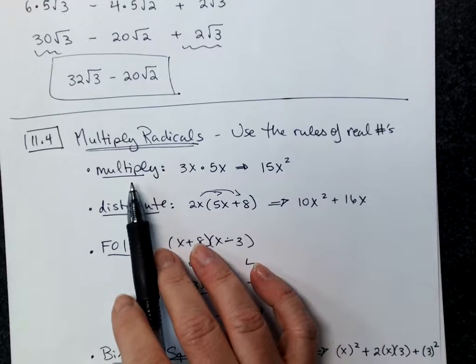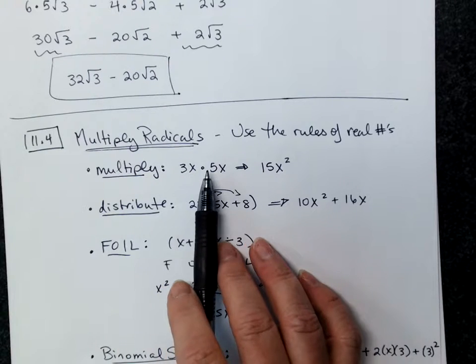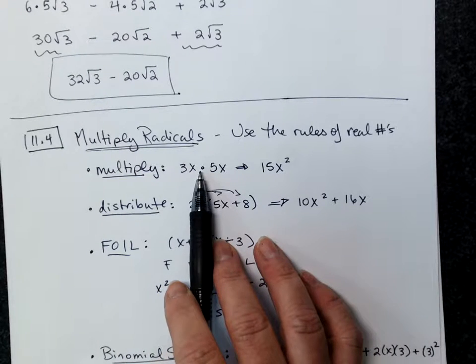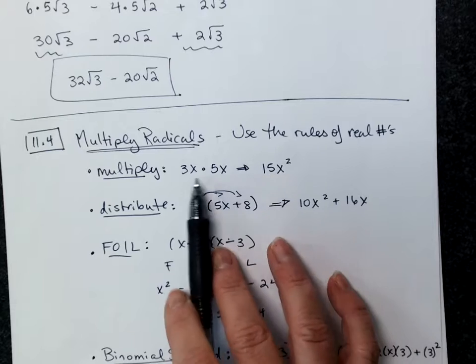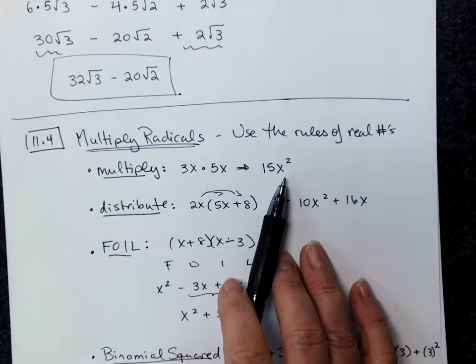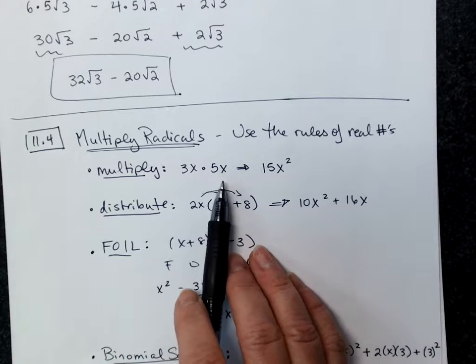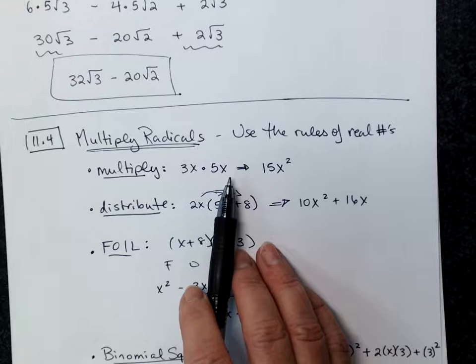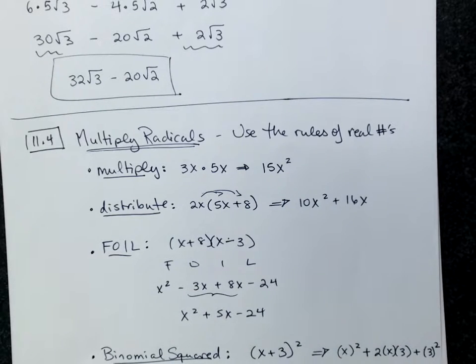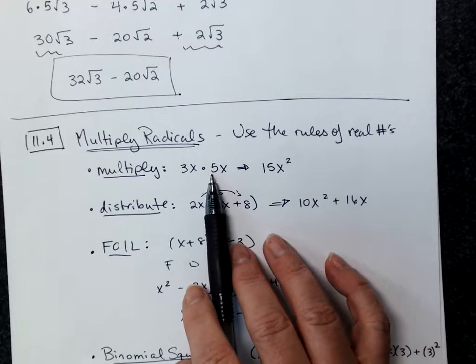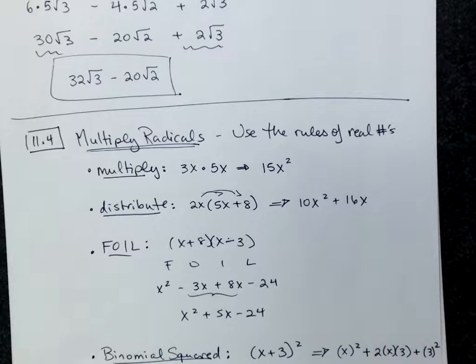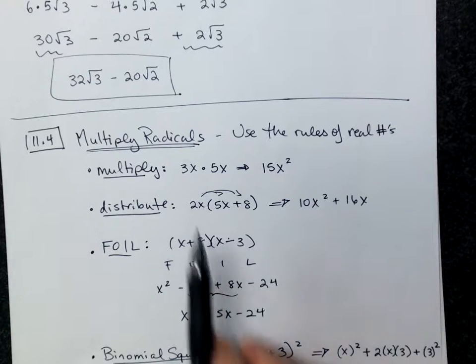For example, these are just multiplying terms. We already know how to do this. 3x times 5x: product rule, multiply the coefficients, and add the exponents of like bases. Well, if we had 3 times the square root of 2 times 5 times the square root of 3, we could multiply that as well. We'd multiply the coefficients, and then for the radicals, we use our product rule and put our radicands under one house. It's the same idea.